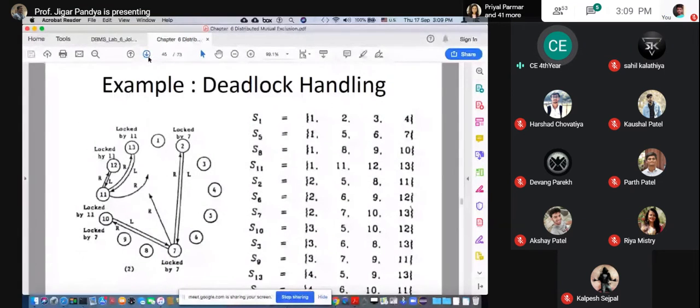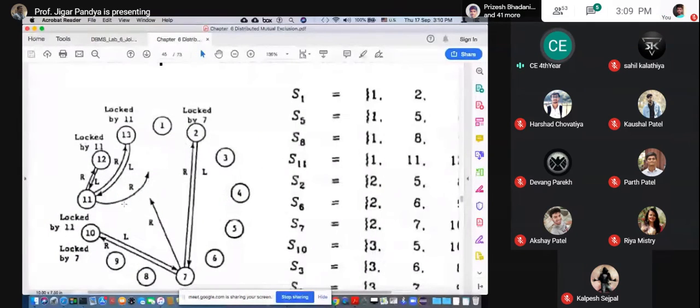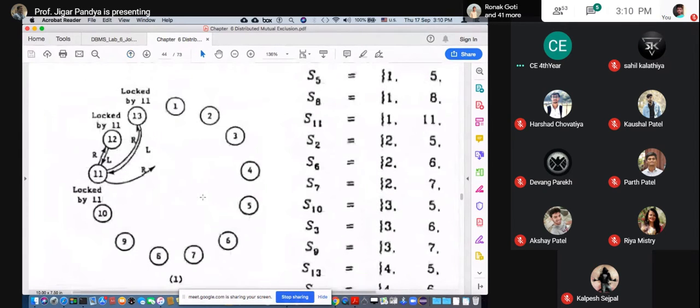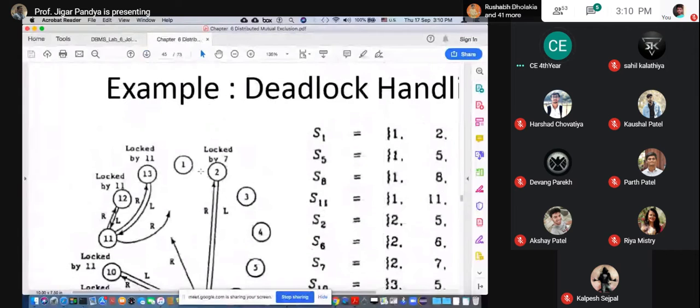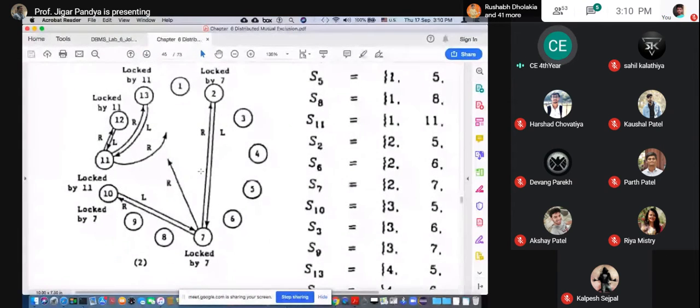So locked by 11, and this is again sending, like the message is in transit. This message is in transit. Now let's say another site, called 7, has also requested something, and this message is in transit. I think you will now be able to understand somehow better. This is the previous slide, and the next is this. You may now understand a little bit better.